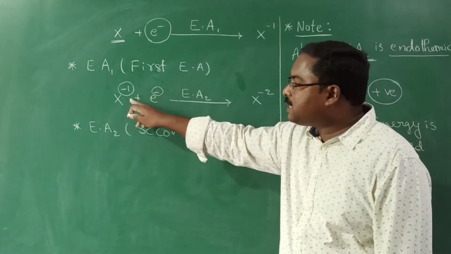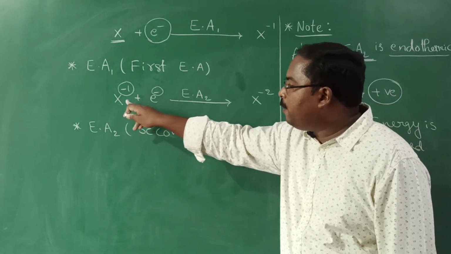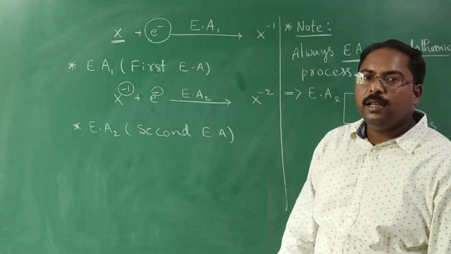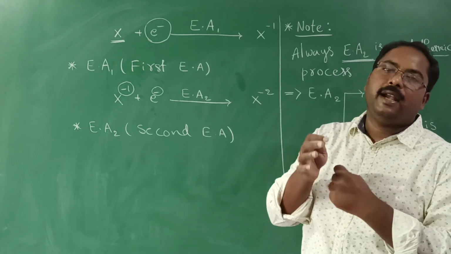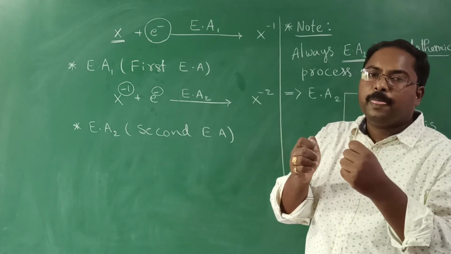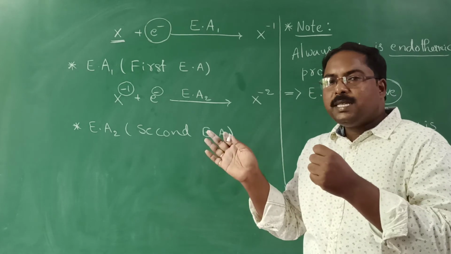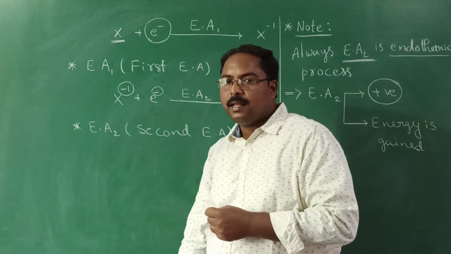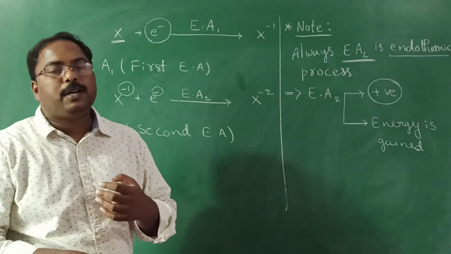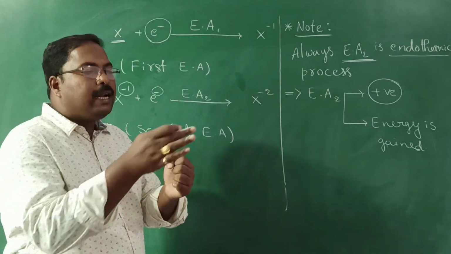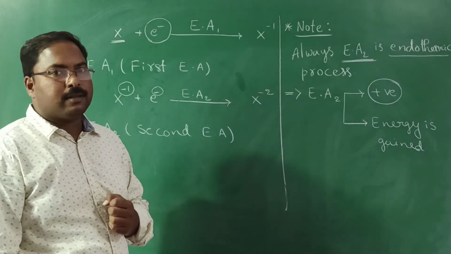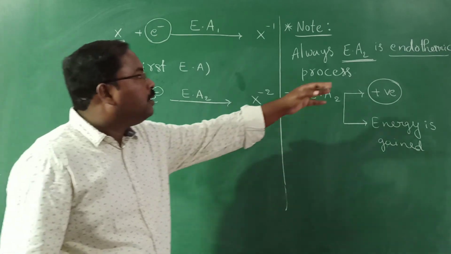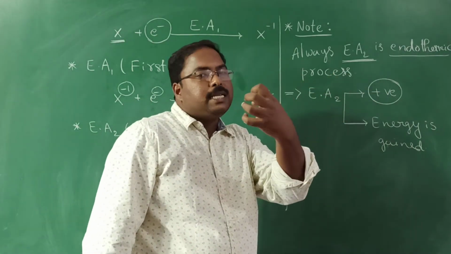So due to repulsions, the electron cannot be added to the valency shell of this ion. When there are repulsions between them, we should supply some amount of energy to overcome the repulsions. When more energy is supplied to overcome the repulsions, then the electron will be added to the negative ion. Understood? So that is why we are supplying energy, or it is absorbing the energy from the surroundings.